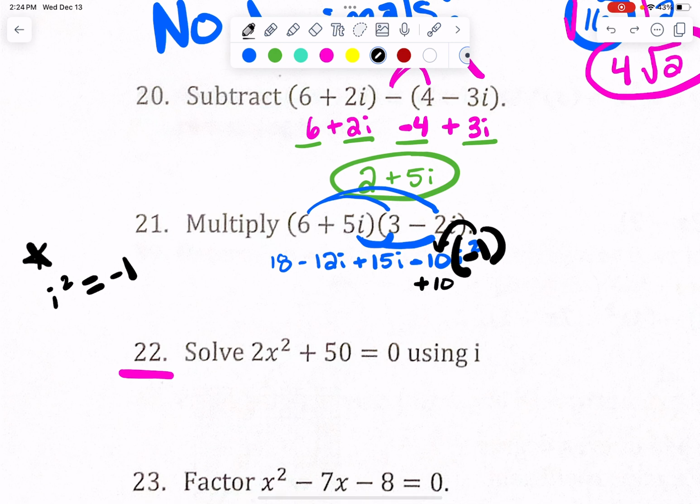Now I combine my like terms. So 18 plus 10 is 28. Negative 12i plus 15i is plus 3i. And now I'm done.